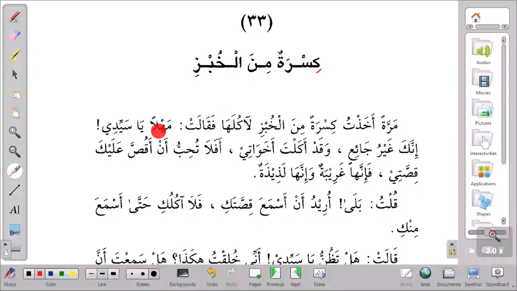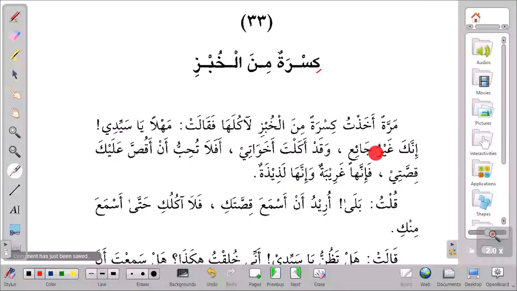Mahlan ya sayyidi. Take it easy. Mahlan is an expression used to mean take it easy. Assuming someone is hastening or wants to go ahead and do something, you say mahlan, take it easy, he should wait. Mahlan ya sayyidi, innaka ghayru ja'in. Indeed, you are not hungry.